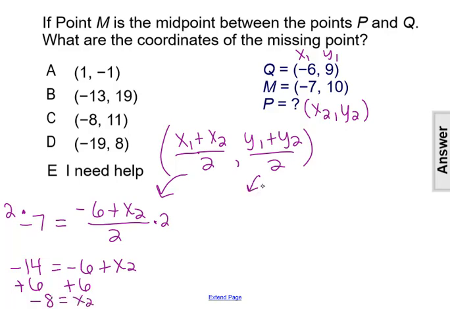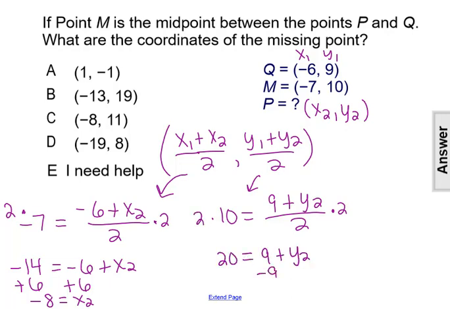For the y coordinate, the midpoint is 10, so we can set 10 equal to y1, which we know is 9, plus y2 over 2, and we can solve for y2. We'll multiply both sides by 2, which gives us 20 equals 9 plus y2. And subtracting 9 from both sides, we get 20 minus 9 equals 11. So 11 equals y2. If we put that together, we get that our missing point is -8, 11.